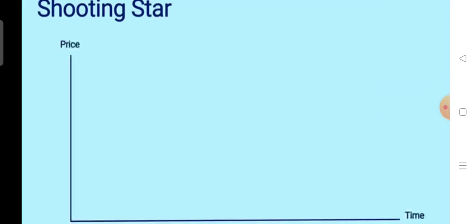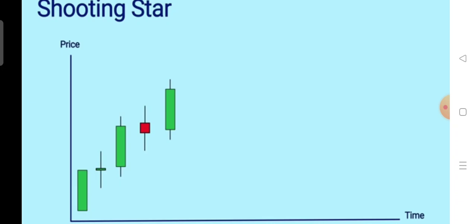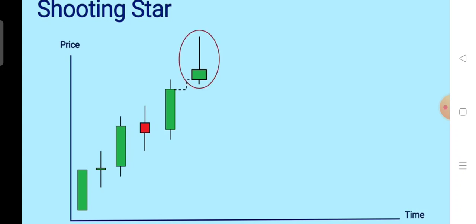But first, let me discuss the mirror image of that pattern, that is the shooting star. In the case of the shooting star, first there has to be an uptrend. Now a gap opening is there. Earlier it was a gap down in the case of a hammer. Now in the shooting star, a gap opening should be there, and the prices should move higher with the bullish trend that is already there.